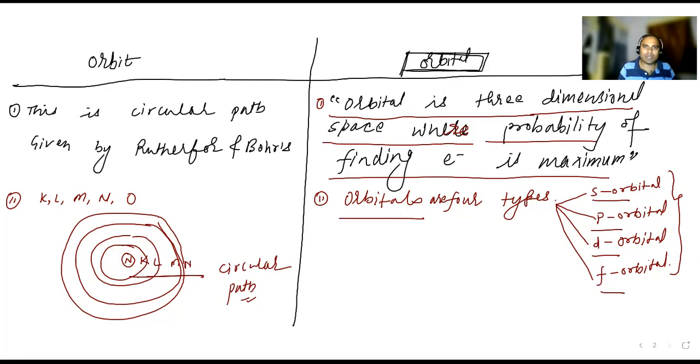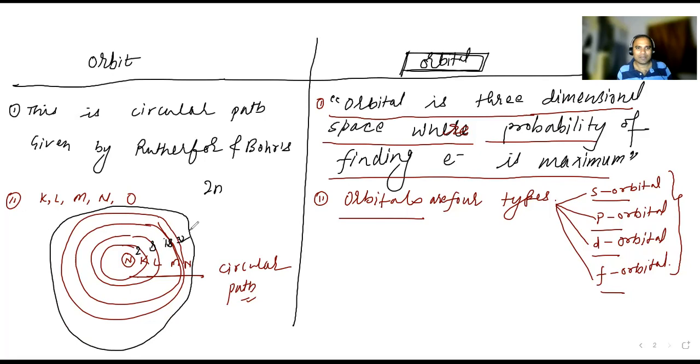Now let us keep one more point here. The first orbit, how many electrons? 2. Second? 8. Third? 18. Next one, 4 squared, 32. And the last one? 50 electrons. So these are there. Now see, they are the orbitals.